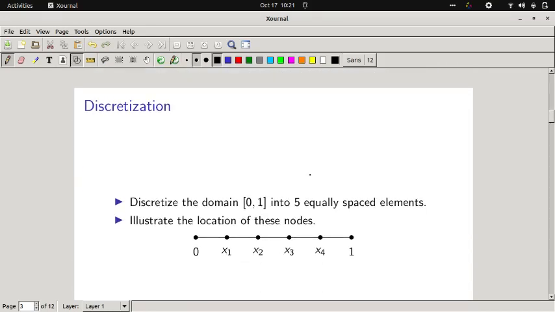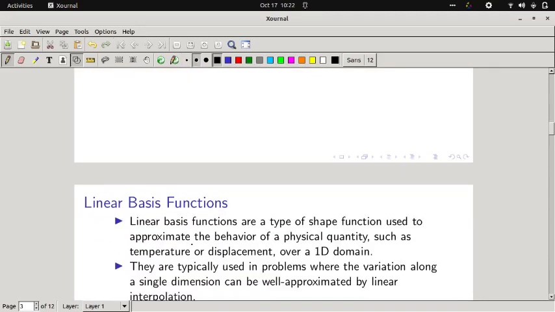Then we discretize our domain 0 to 1 into 5 equally spaced elements. These are the elements e1, e2, e3, e4 and e5. Equally spaced, this is 0, 0.2, 0.4, 0.6, 0.8 and 1. We define it such that this is x0 and this is x5.